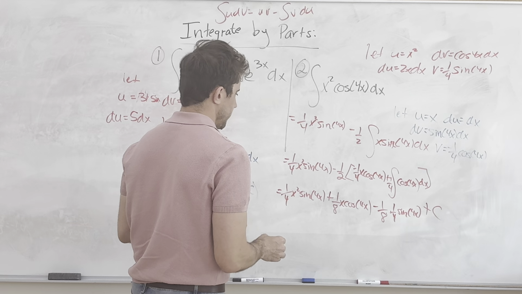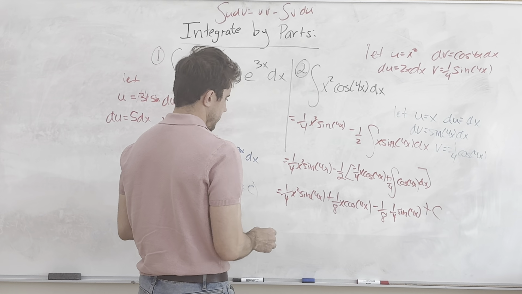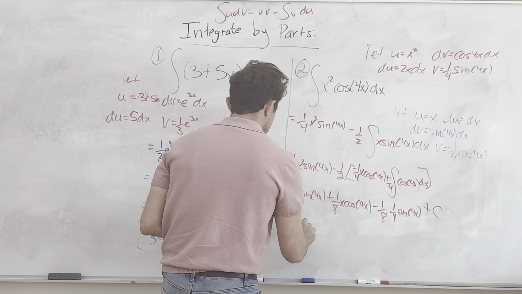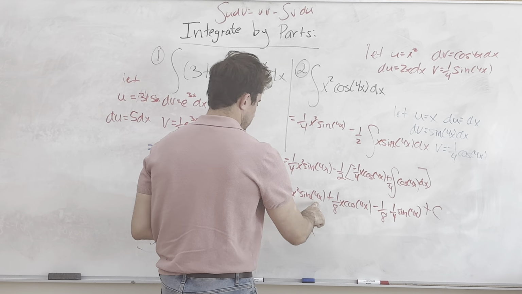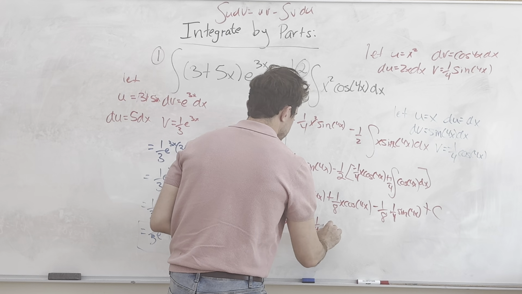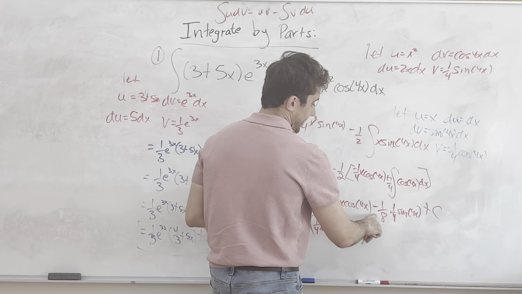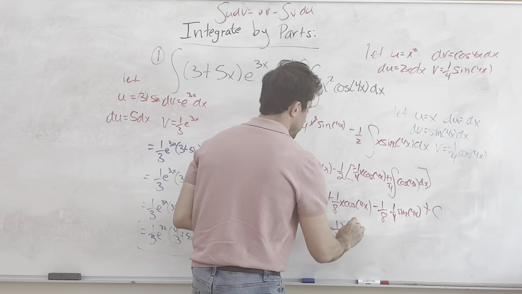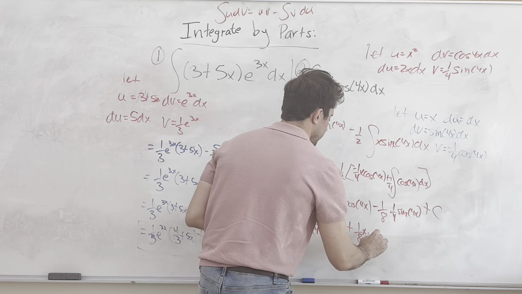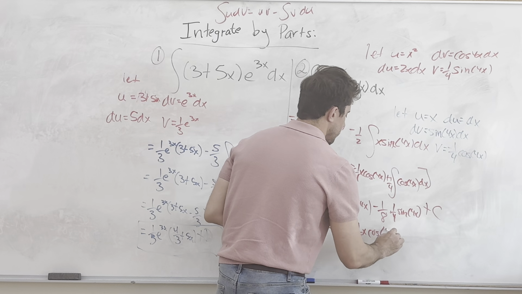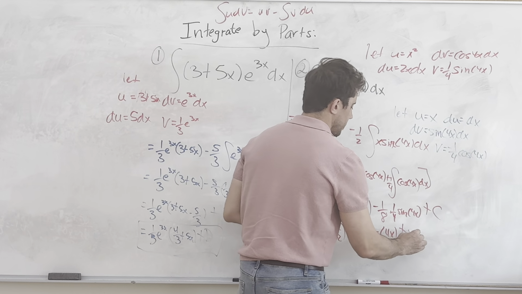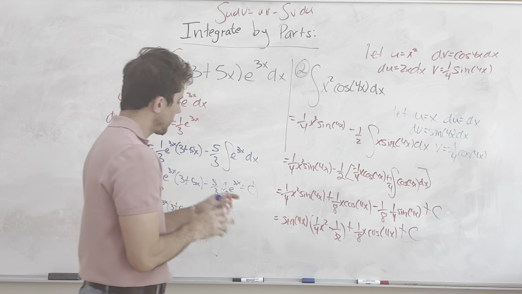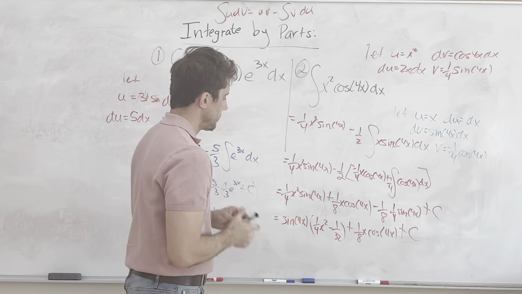And then what can we do from here? We have a sine 4x and sine 4x. So we could do sine 4x times 1/4 x squared minus 1/32, plus 1/8 x cos of 4x plus our constant of integration, c. And we're done. And so this is nice and tight.